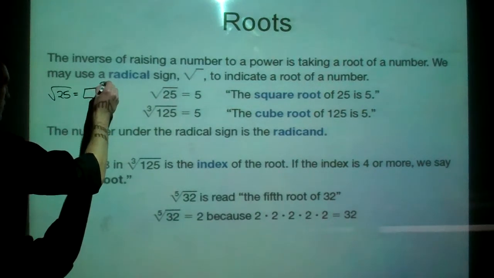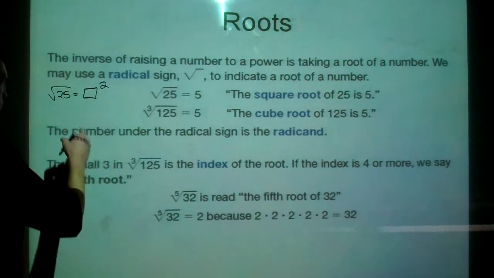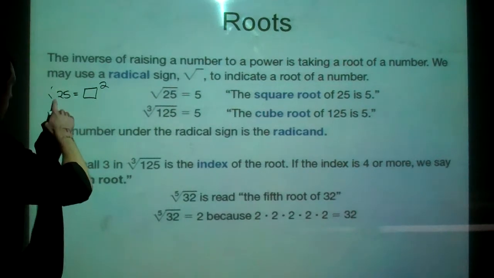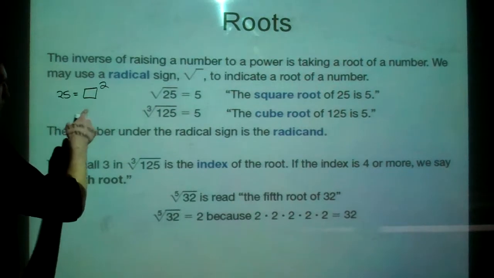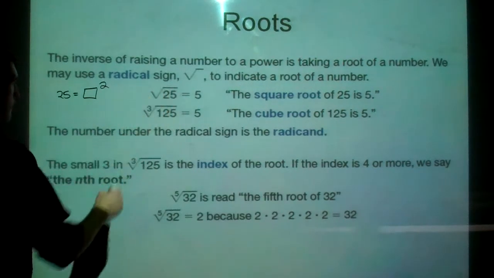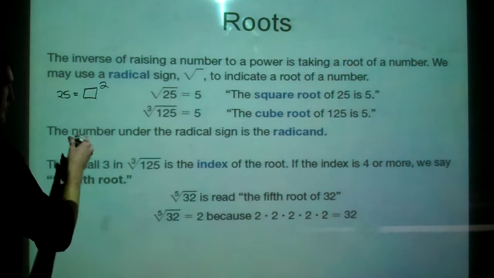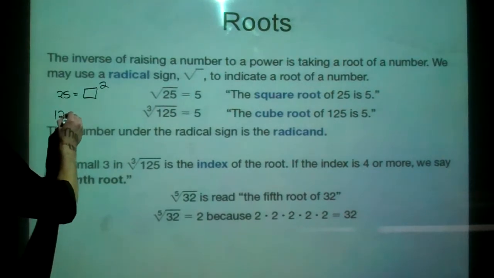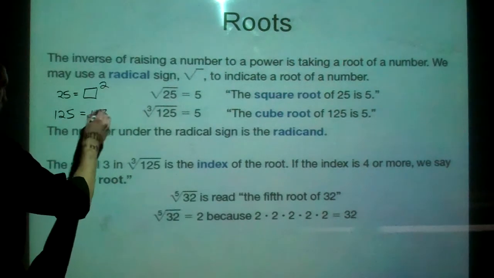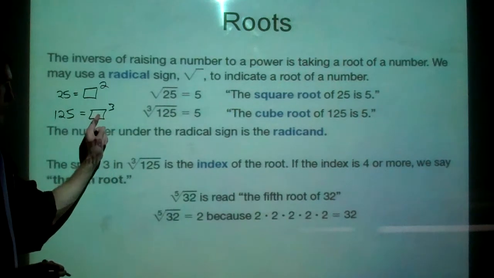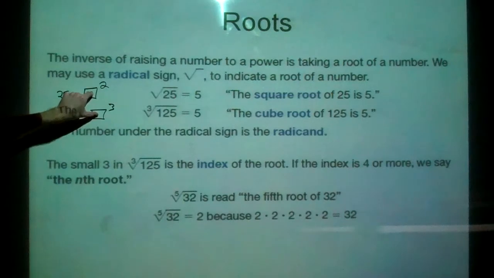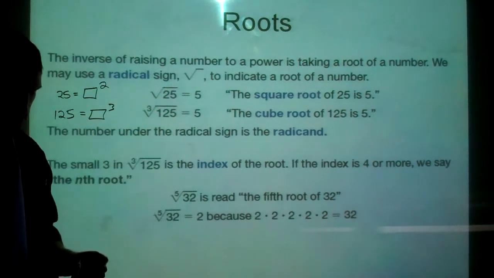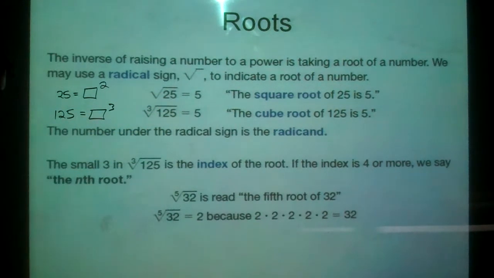So this means what we would look for, square root of 25 is actually saying what squared will get us to 25. So what do we square to get 25? That will be the answer to the square root of 25. This one says, what do we take to the third power in order to get 125? So whatever we put in these boxes, that's going to be our solution to these. And I'll show you what that's like a little bit here.